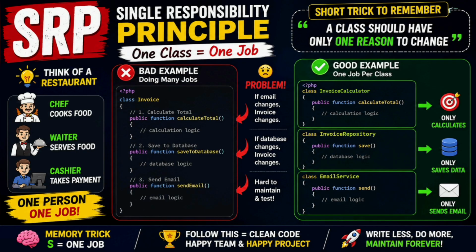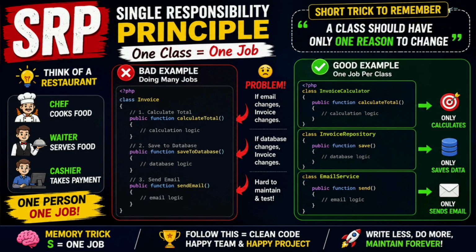Instead of three methods under one class Invoice, we break it down into three different classes. One is class InvoiceCalculator, with only one method, calculateTotal. Another class is InvoiceRepository, with the method save. Another class, EmailService, the method is send. Now every class has one responsibility.